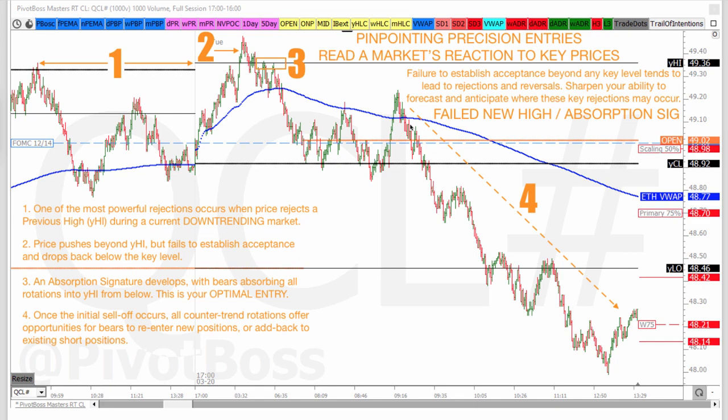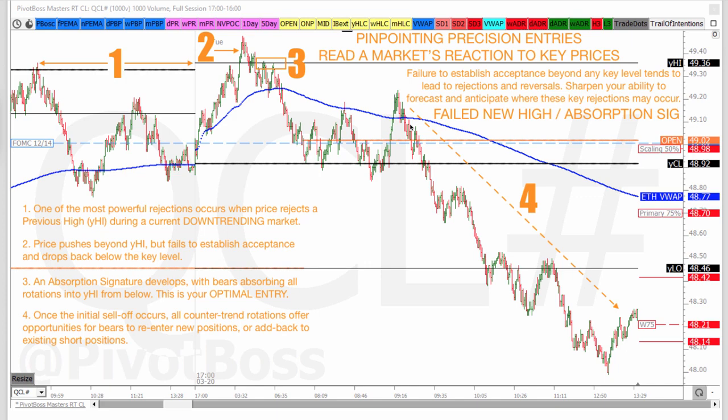And when you're not seeing it, you just don't engage. And when you see it, you engage. And not only that, when you really see it start to work, you push it. You push the ball up the court. So this right here is one of the most powerful combinations that I've come across. And sharpening your ability to forecast and anticipate where these will happen.